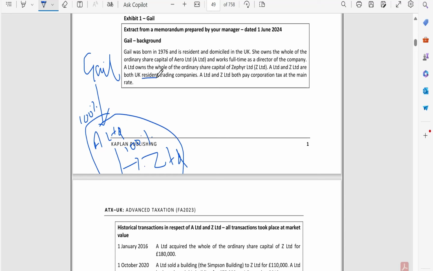Okay, so both companies are UK resident. Again, there is no issue of CFC, and there is no issue of a non-resident company. Okay, so Aero Ltd and Zed Ltd both pay corporation tax at the main rate.